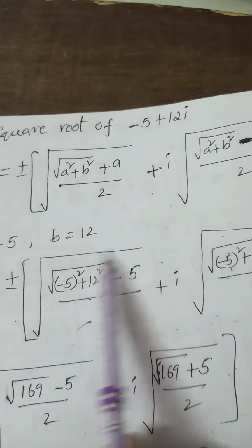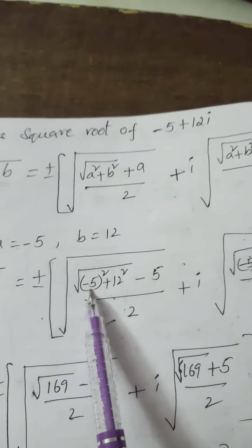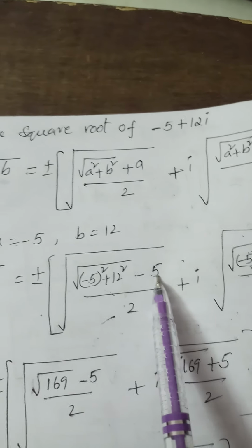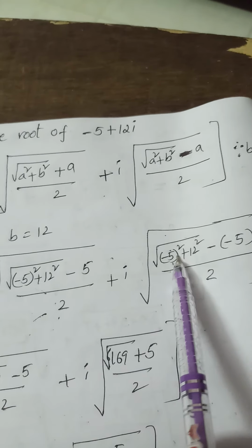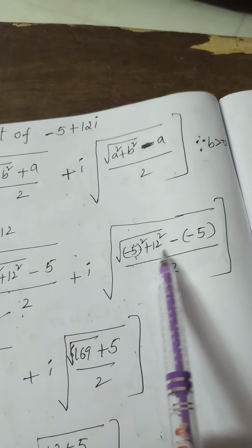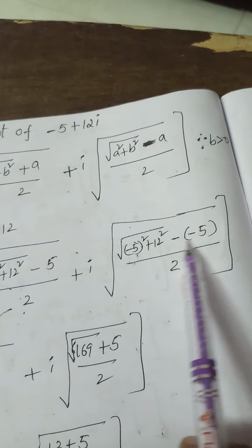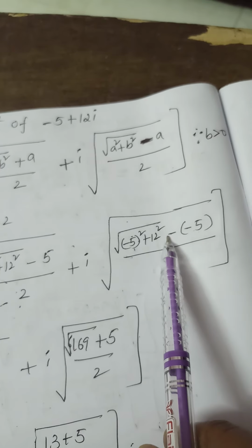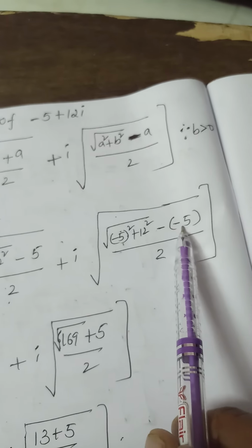So root of (root of minus 5 whole square plus b is 12 square, minus a value minus 5) by 2, and here also root of (root of minus 5 whole square plus 12 square, minus of a value is minus), again minus, here also minus, and the value of a also has another minus there.